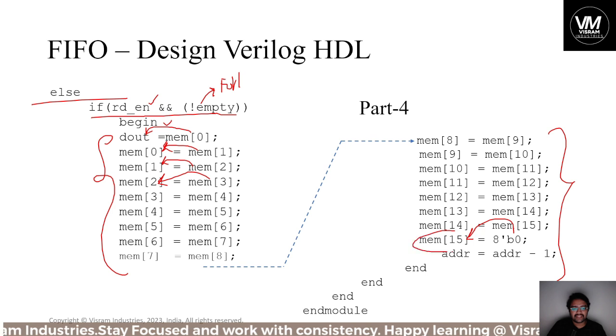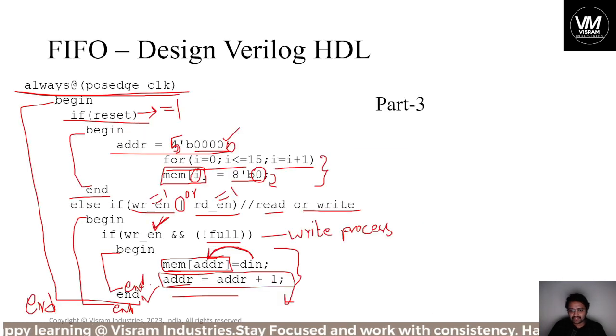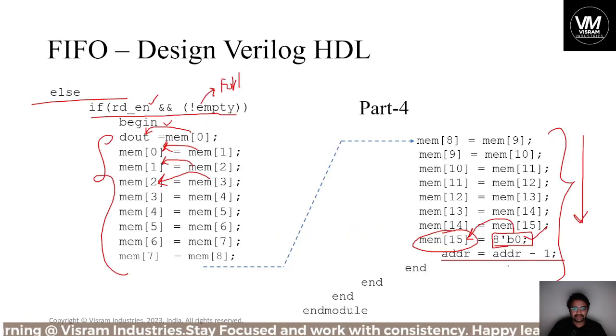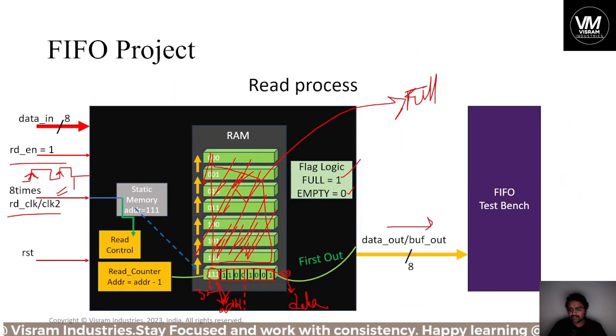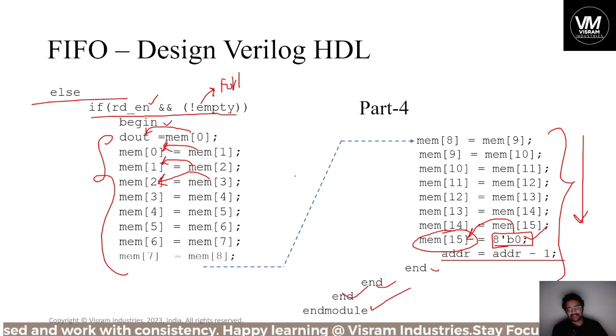And in the final stage, whatever leftover register is there can be given a default value of 8-bit binary 0, and the address is decremented every point of time. In the read process the address decrements, while in the write process the address increments. Got it? And end the block. There ends the end module. Design module is ending now.